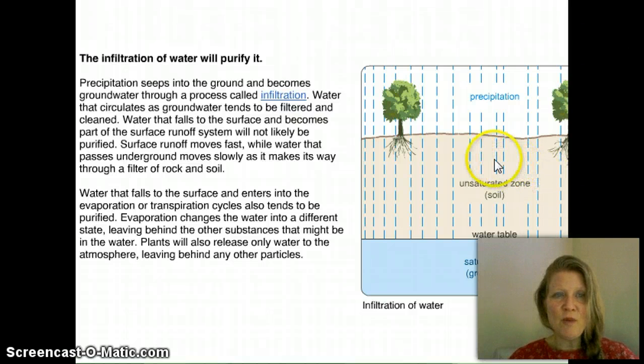Infiltration is one way that water becomes purified by percolating down through the unsaturated zone, which we call soil, past the water table and down into what we call a saturated zone. That means that all the pores and cracks in the rock are filled with water, and that's called the saturated zone. This is where the source of groundwater comes from. It's from that saturated zone.